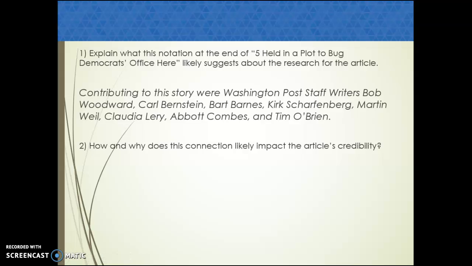Explain what this notation at the end of the article, Five Held in a Plot to Bug a Democratic Office Here, likely suggests about the research of the article. At the end of the article, there was a little tagline that said, contributing to this story were Washington Post staff writers Bob Woodward, Carl Bernstein, Bart Barnes, Kurt Scharfenberg, Martin Whale, Claudia Leary, Abbott Combs, and Tim O'Brien. What does that notation suggest about the article? And secondly, how and why does this connection likely impact the article's credibility?